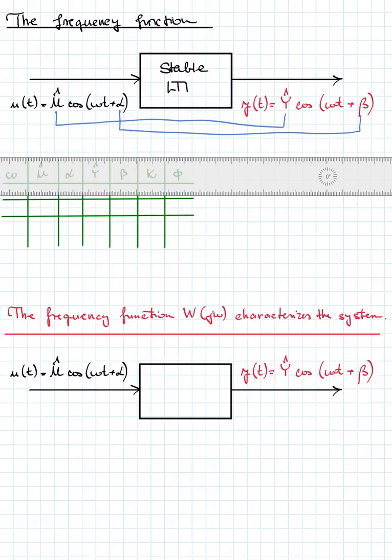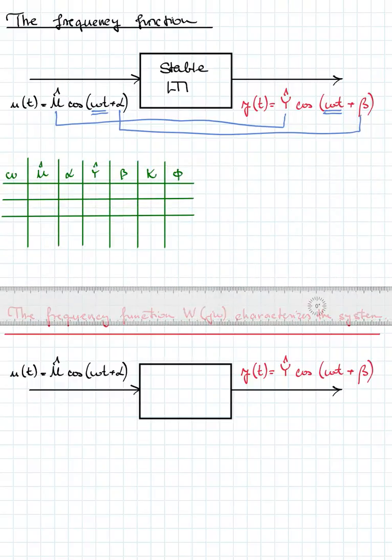And don't forget that the term omega t is the same in the input and in the output, but the amplitude and the phase are changing. They are changing from frequency to frequency. So if we modify the value of omega, the output amplitude and the output phase will change compared to the input amplitude and the input phase.